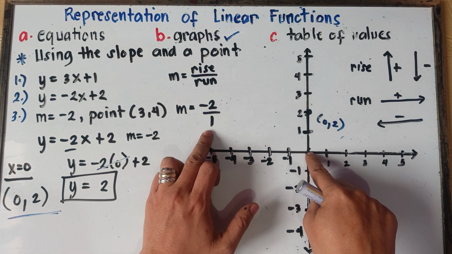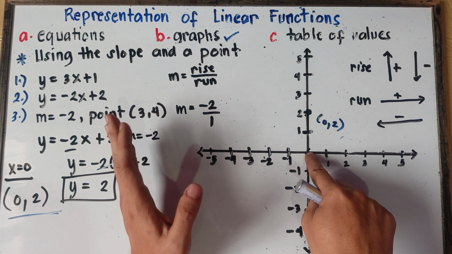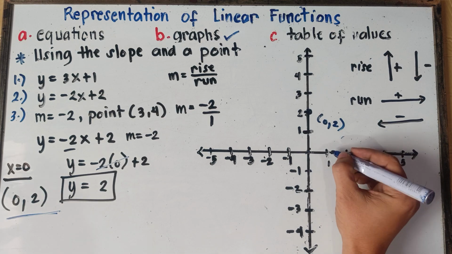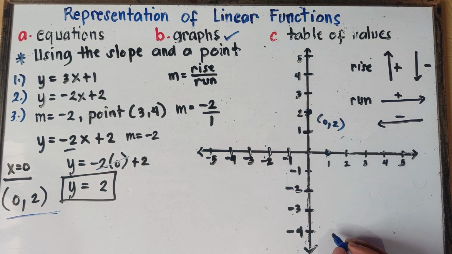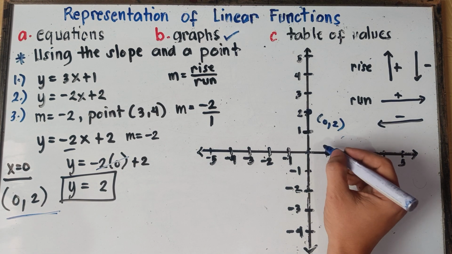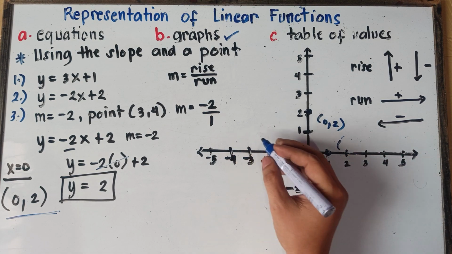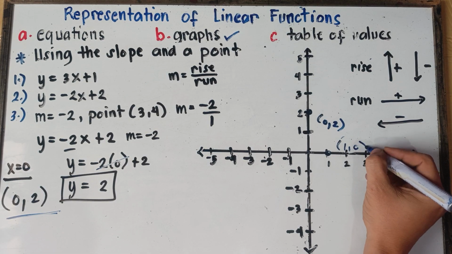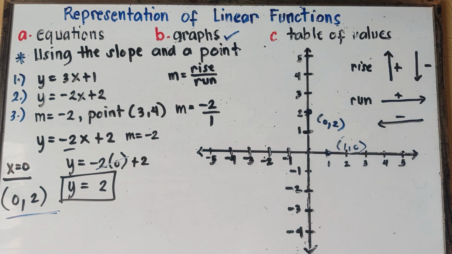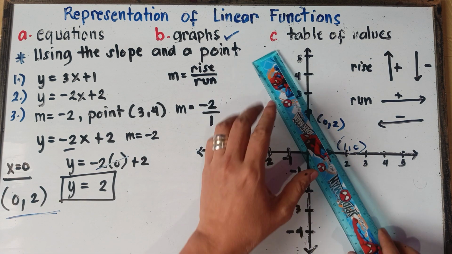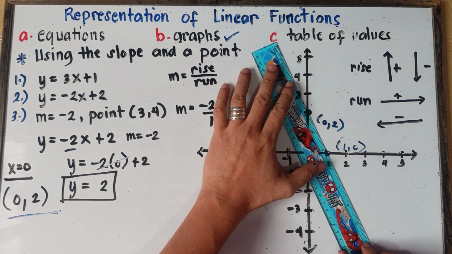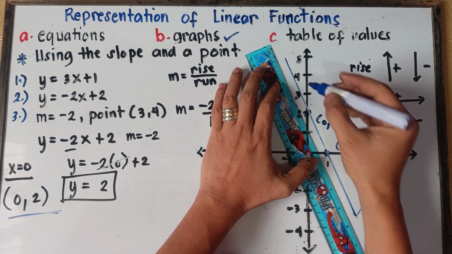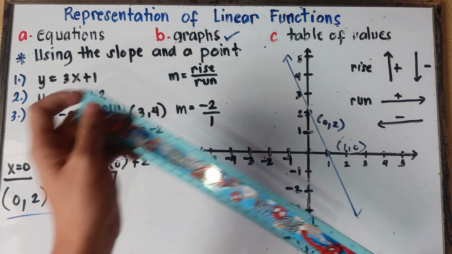Once again, starting from the first point, 2 units going downwards, and then run, we have +1. Therefore, you need to move 1 unit going to the right. This one right here will be our second point. In the ordered pair, x is +1, and then y is 0. Alright, and then simply connect the points, class, and put 2 arrows on your line.